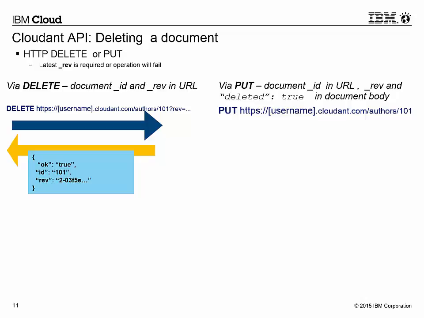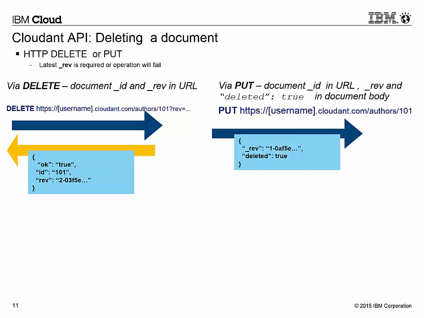If I'm doing a delete via put, then I need to provide the document ID in the URL, but then I have to provide a revision number in the document body of the request and the deleted true combination in the document body in order to delete via put. And when I execute this, I get back an acknowledgement saying that the delete was successful.